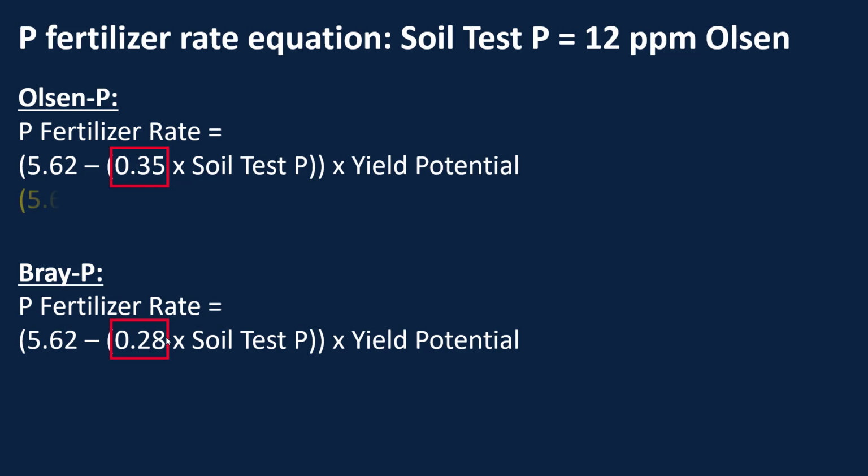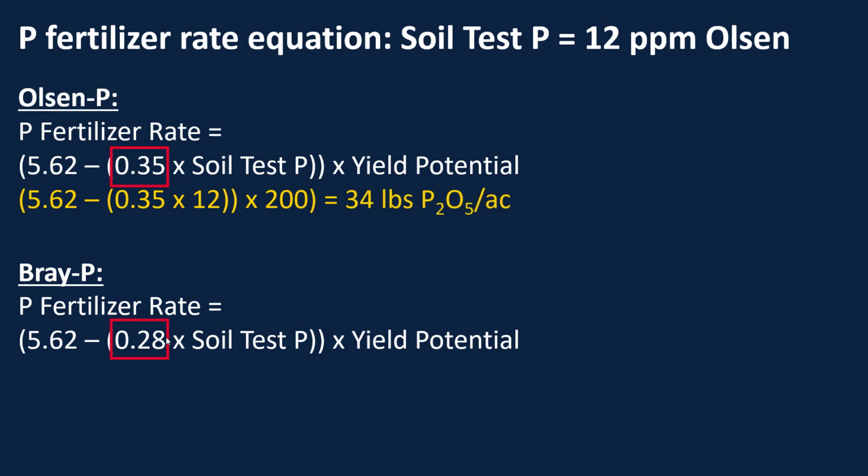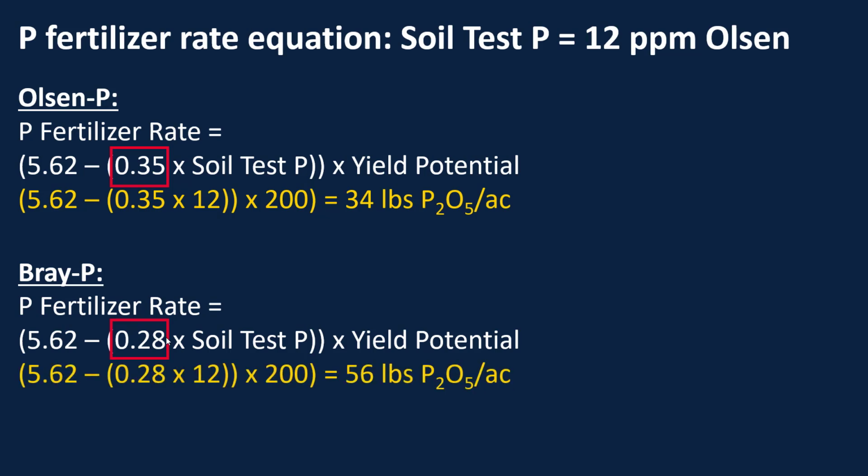But you can see here, if we use this number for Olsen phosphorus, we get 34 pounds per acre. And if we use those same exact numbers for the Bray phosphorus test, the same parts per million, we get 56 pounds per acre. So if I were to do the Olsen test and then use the Bray equation, I'm going to over-fertilize what I need. However, if I use the Bray test and use the Olsen equation, we're likely to under-fertilize. So it shows that it does make a difference what equation and what test we use, because those are the ones that it's correlated to.